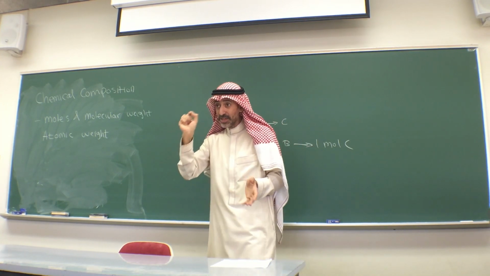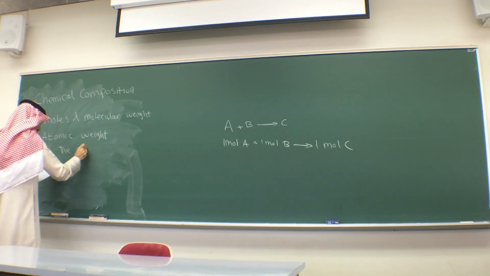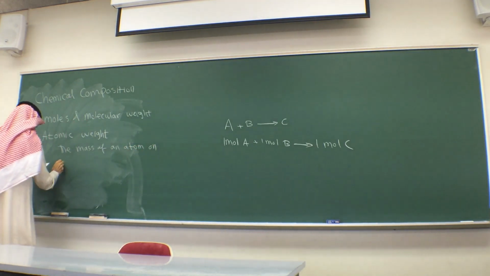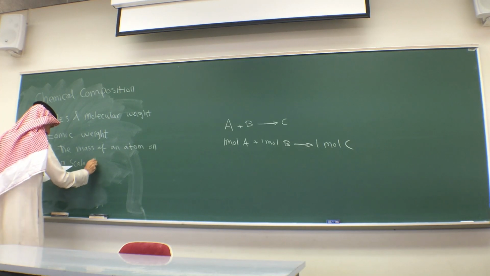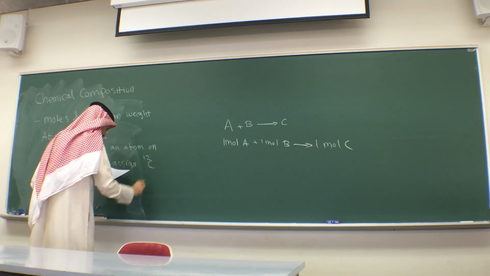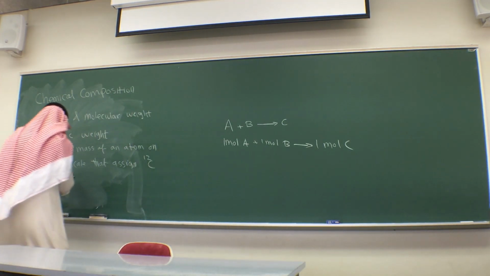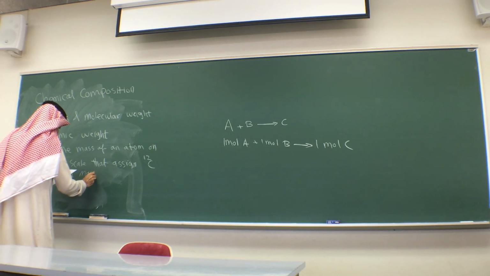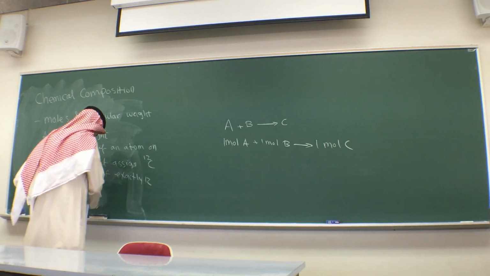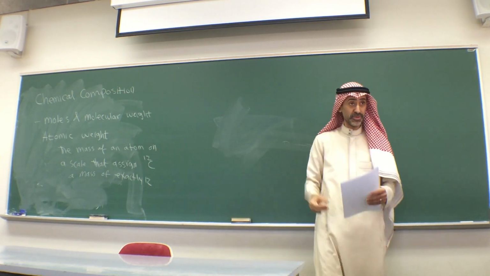The 12 is the isotope of the carbon. So atomic weight is the mass of an atom on a scale that assigns C12, which is the isotope of the carbon whose nucleus contains 6 protons and 6 neutrons, a mass of exactly 12. So this, we call it what? Atomic weight, because we are talking about the atoms.